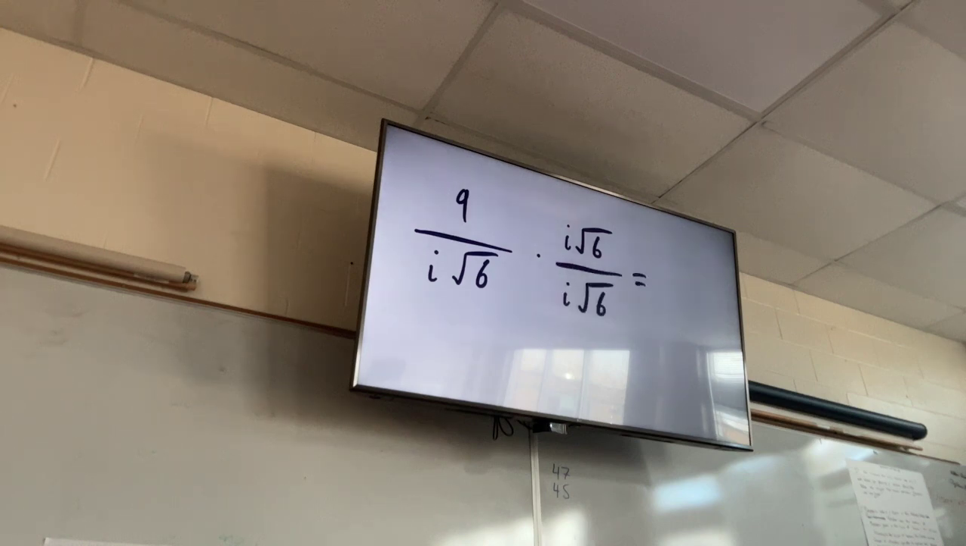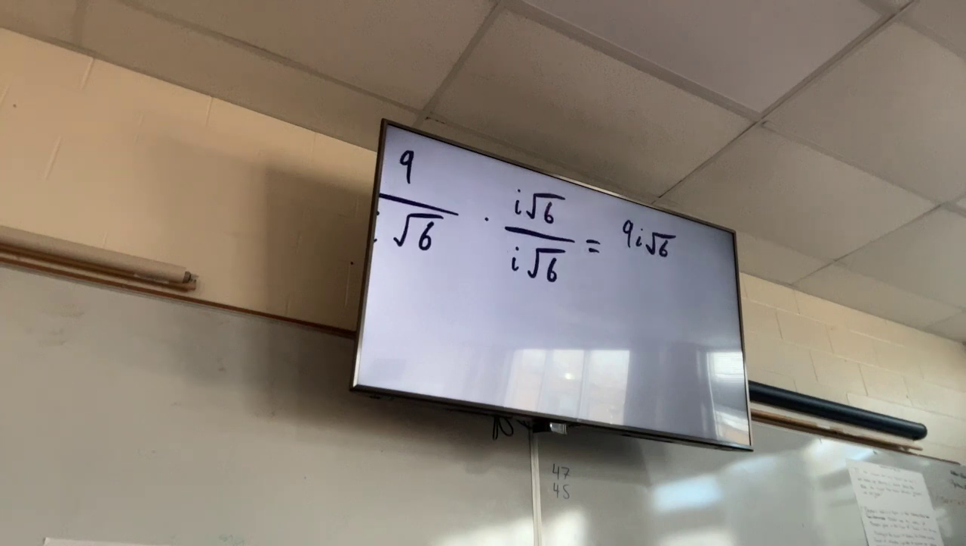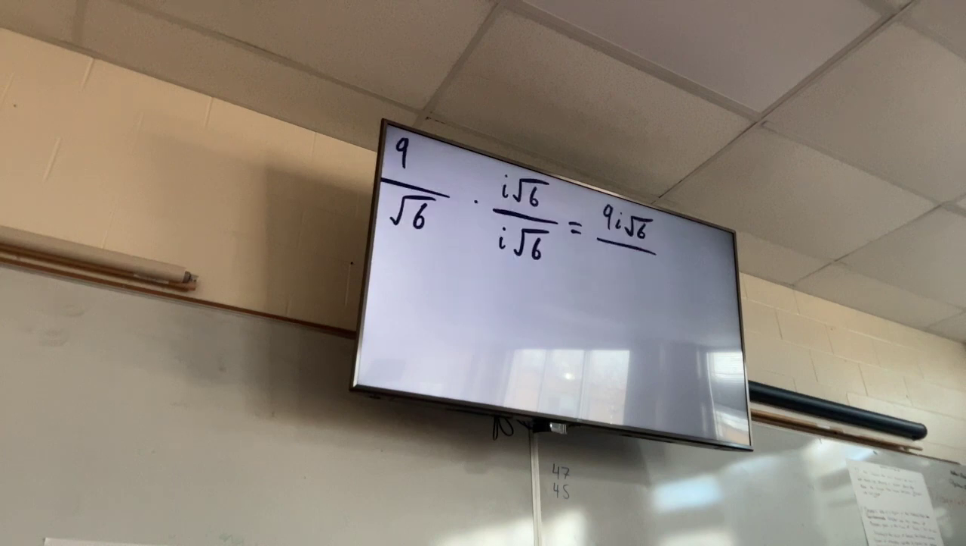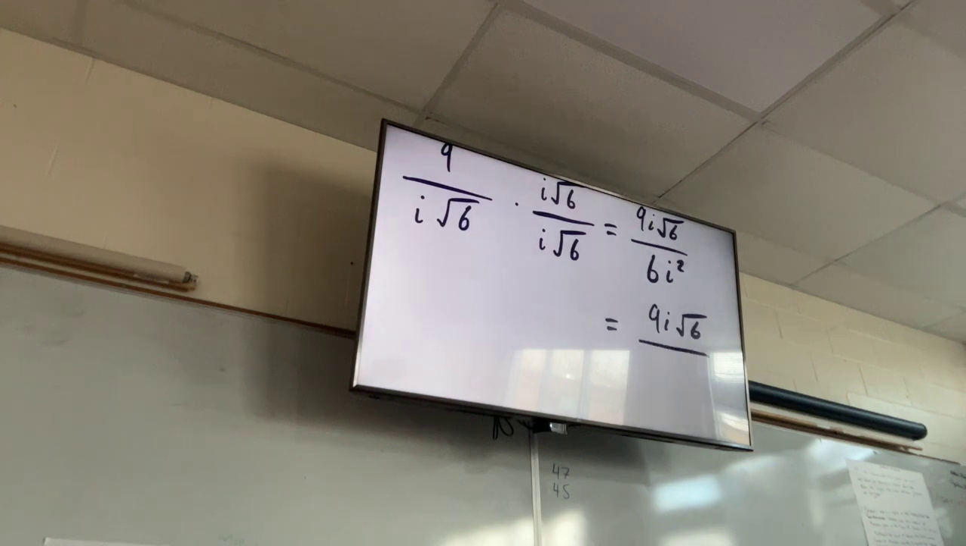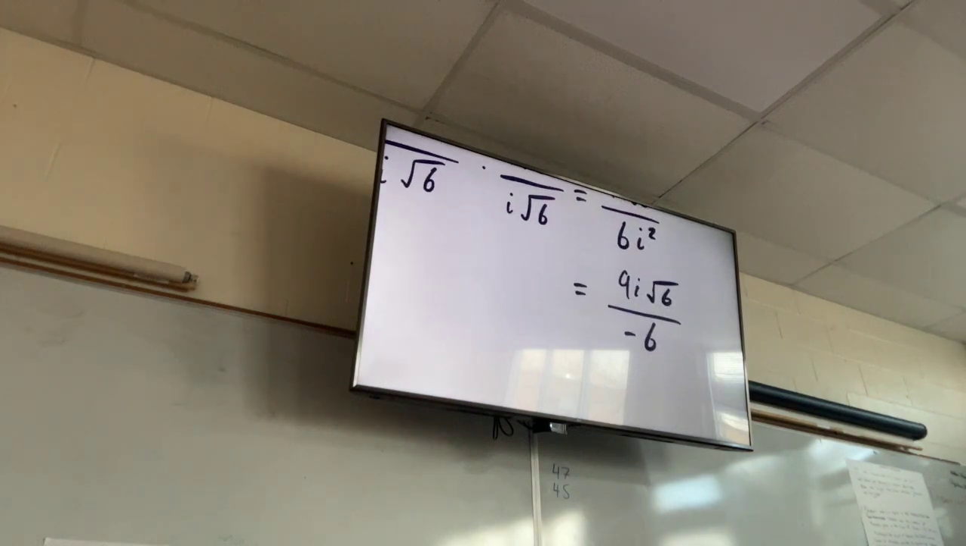Okay. So on the top, I get 9i root 6. On the bottom, what do you think I'm going to get? Let's think about this. Root 6 times root 6 is what? 6. But I still have to do i times i. What's that? i squared, right? Which is what? Negative 1. It's going to be over negative 6, okay?